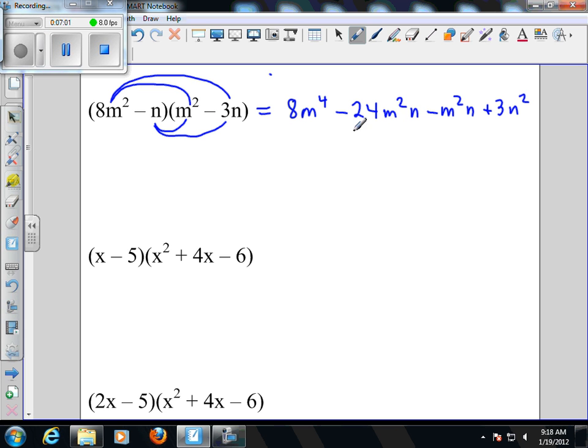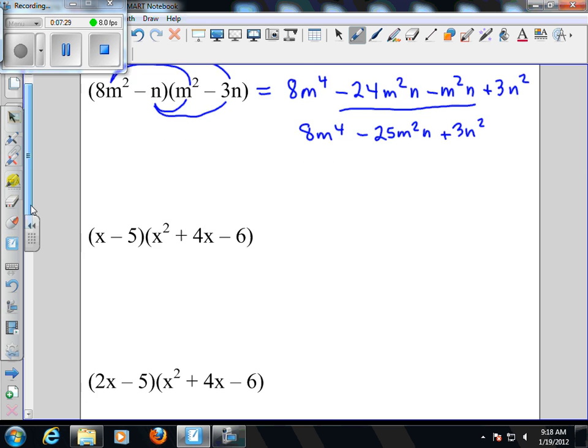We do have some like terms in the middle. We have negative 24m squared n minus m squared n, which gives us negative 25m squared n. And we'll bring down the terms on each end. So we have 8m to the fourth minus 25m squared n plus 3n squared for our solution. Now let's go to the next one.